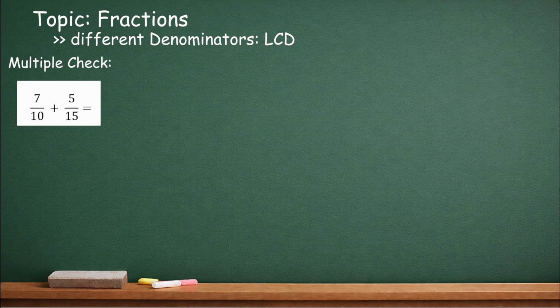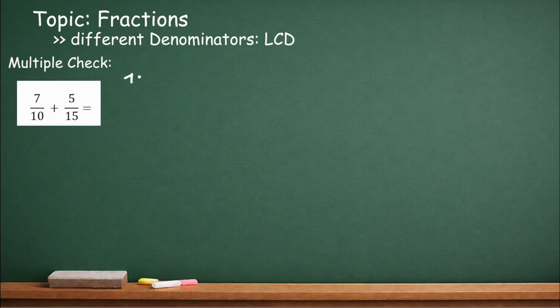So our first easy warm-up calculation is 7/10 plus 5/15 equals. So how can we calculate the least common denominator here? First, let's write down the multiples of the first denominator, which is 10.